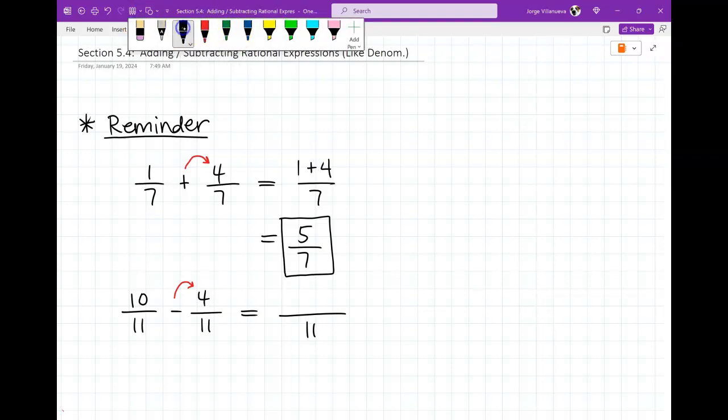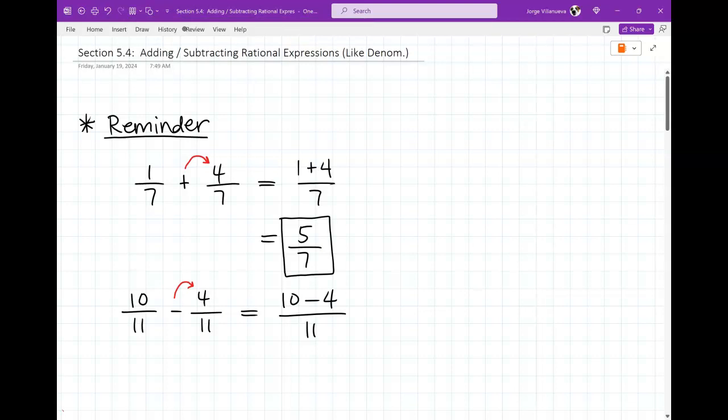And I know you're thinking, well, duh, you're going to subtract. But again, this will make a lot more sense when you start seeing some of the examples we're about to do. I'm just trying to remind you guys to distribute those signs. Make sure you distribute those signs. 10 minus 4 is 6, so this becomes 6/11, and you're done. So pretty easy, right? Not too hard to do those type of things.